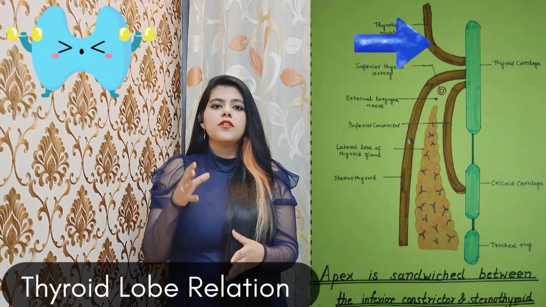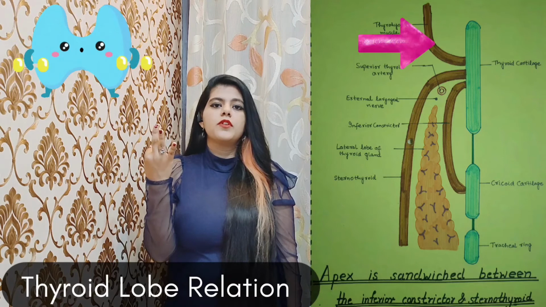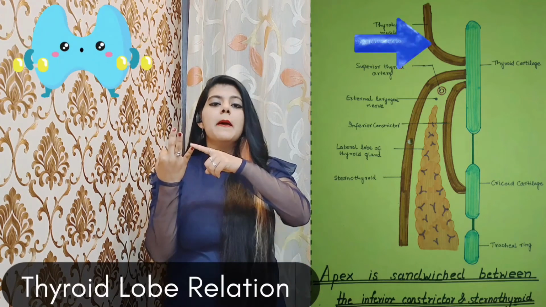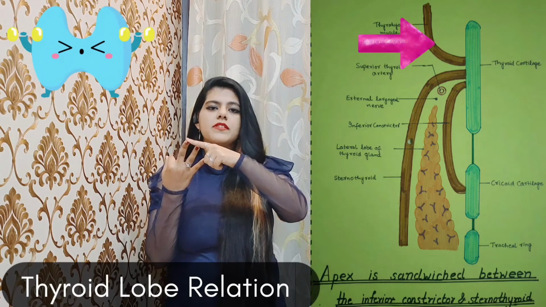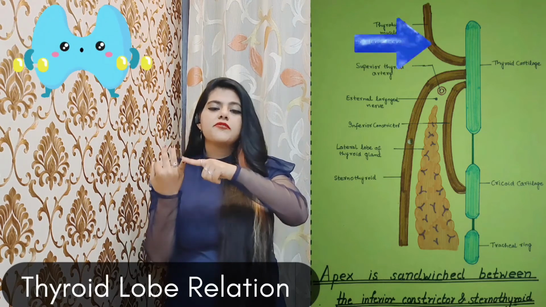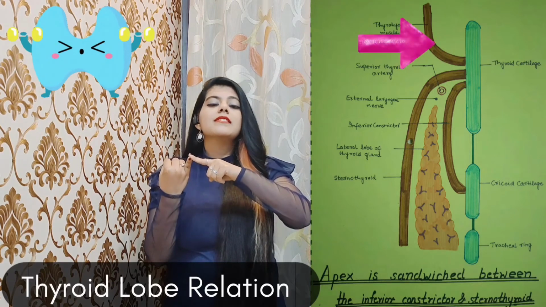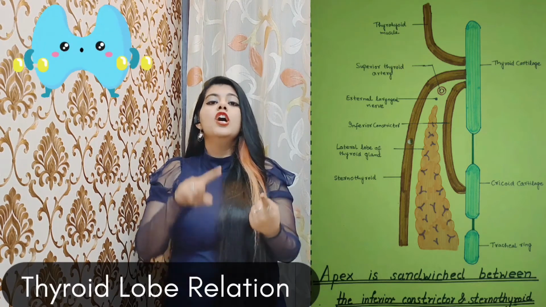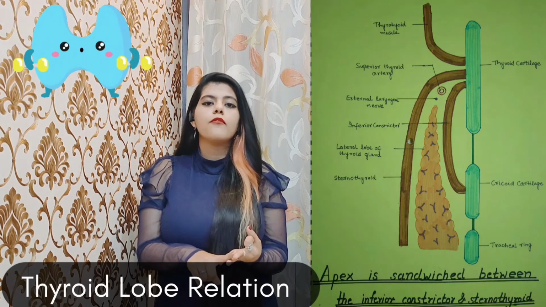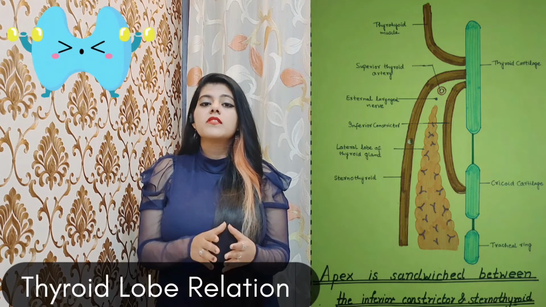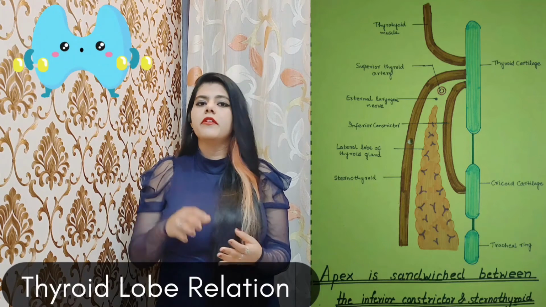Now begin with the surfaces of the lobe. As we know, there are three surfaces of the lobe. The first one is the lateral surface, then the medial surface and the posterolateral surface. Begin with the lateral surface, which is convex and covered by the strap muscles, that is the sternohyoid, sternothyroid and the superior belly of omohyoid. The posterior border is covered by the sternocleidomastoid, which overlaps inferiorly.